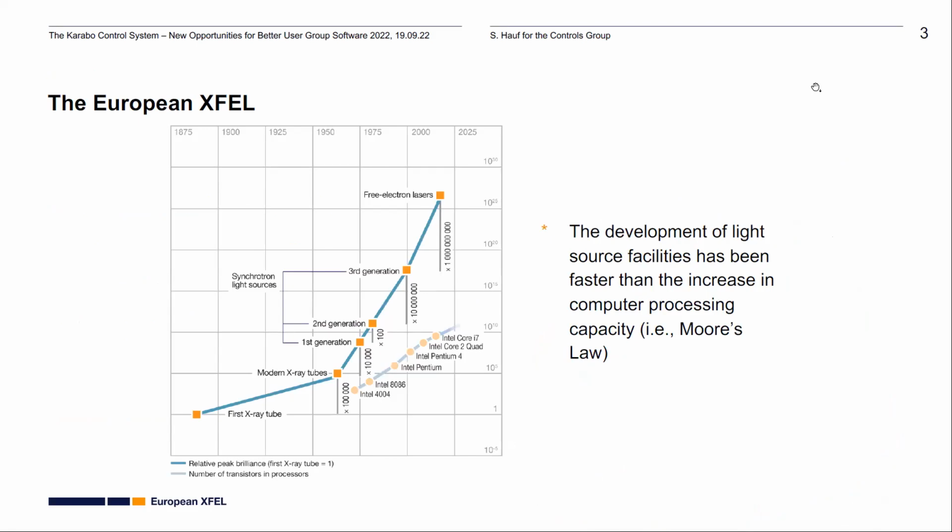So this plot we've already seen earlier today. That is the relative peak brilliance of light sources compared to the first X-ray tube over time, and transistor count in processors. The reason why I like to put it up here is that if we say that for each photon, more naively, we can collect a bit more data we can analyze, it kind of shows that we reached a point where throwing more hardware at the problem might not suffice anymore. But we actually need to invest in smarter software, which often is analysis software, but also acquisition and control software, of course.